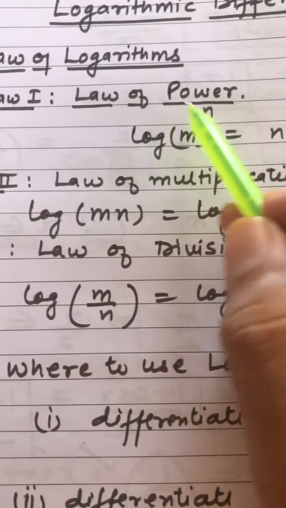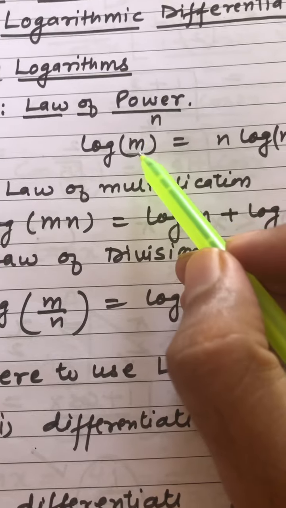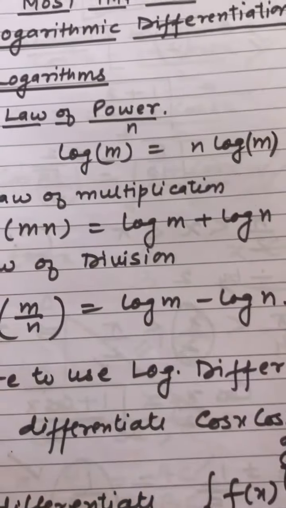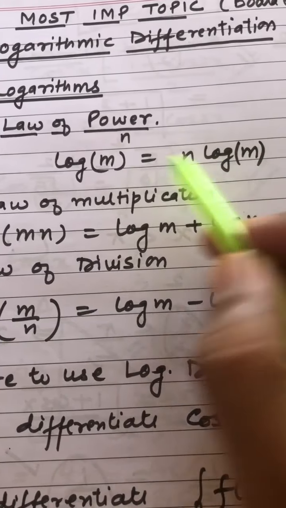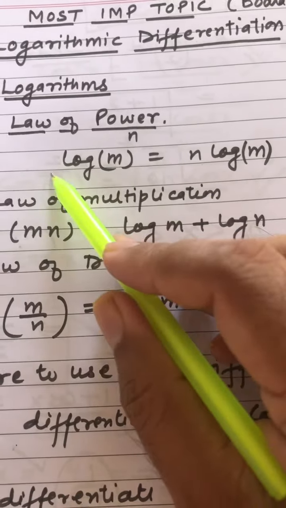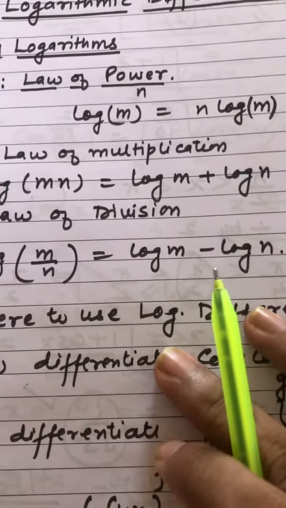First is called the law of power. Very easy. It says that log m to the power n, this power will come in front. It is written as n log m. Log m to the power n can be written as n log m. Power will come first, then log, and then you will write the base. This is called the law of power.